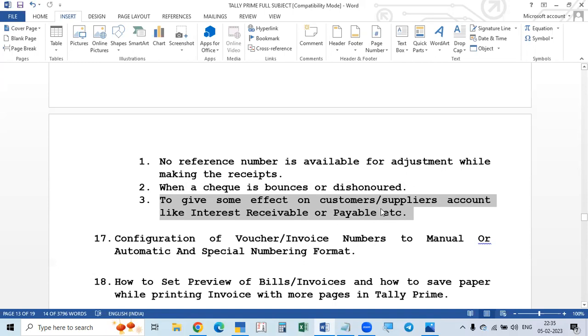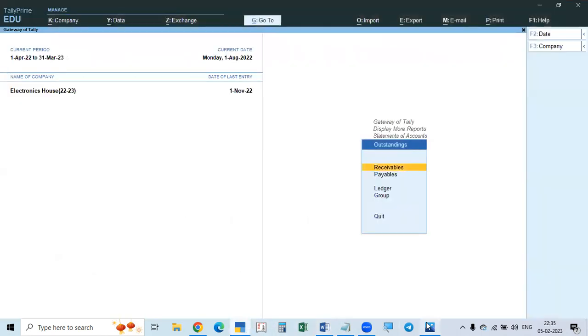In that case, for the interest payable or receivable, when you make the entry, there will be no invoice number. So for that, you have to take it as on account. So that we will take up, you will see in the ledger. See here.